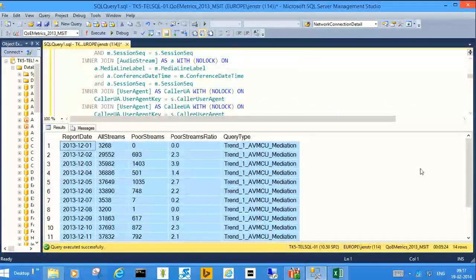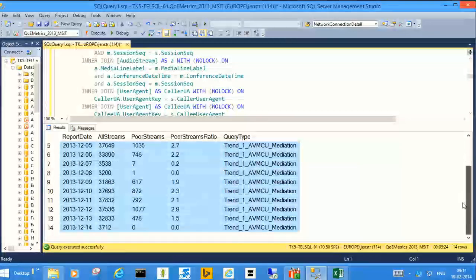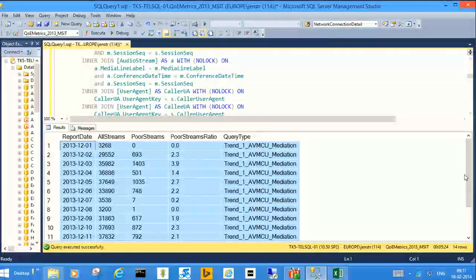So you see in this output, basically we've got all streams on a particular day that go from AVMC to mediation. So we had 3,268 in that first row. That's probably a weekend day because you see they go up. The next 5 days are probably weekdays. And then you can see the poor streams are a fraction of those. Those are the ones with 1% or 5% max. And then this ratio is what we trigger on. So that's how we decide if we want to look at a particular hot pair, by how big that ratio is. And you will also see, when you start working with this, interesting spikes in the data.